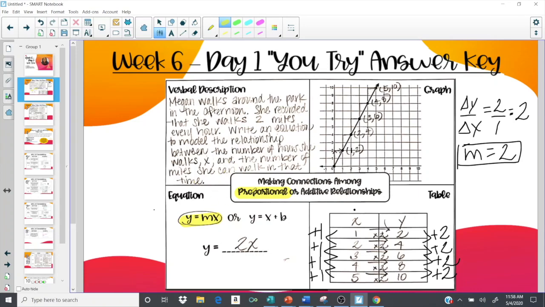So for your verbal description, you could have described any relationship where the output was 2 times greater than the input. So an example could be notebooks cost $2 each, or someone can make 2 masks in 1 hour. Any relationship where the output is 2 times larger than the input would have been correct. And also with your table, it does not matter what X values you use, as long as the Y values are 2 times greater. If you multiply your X values by 2 to get your Y values, then your answer was correct for the table.